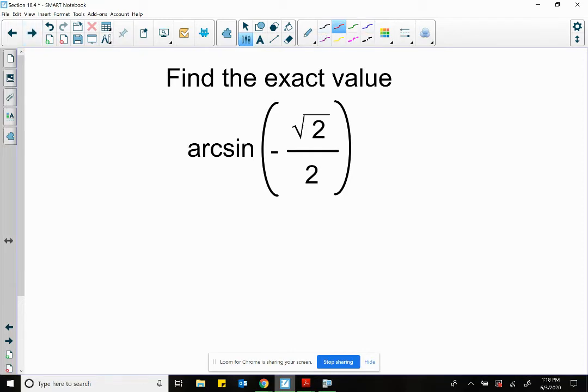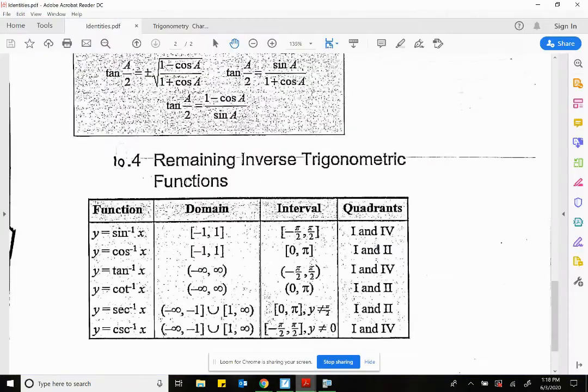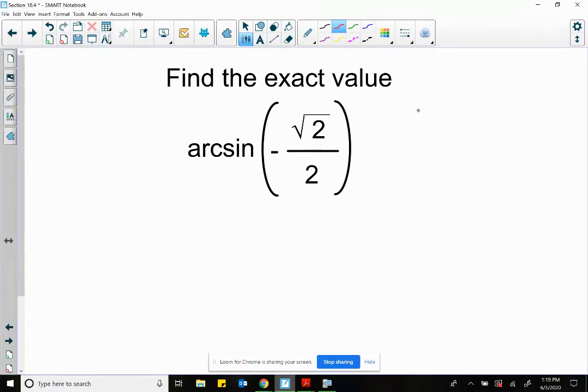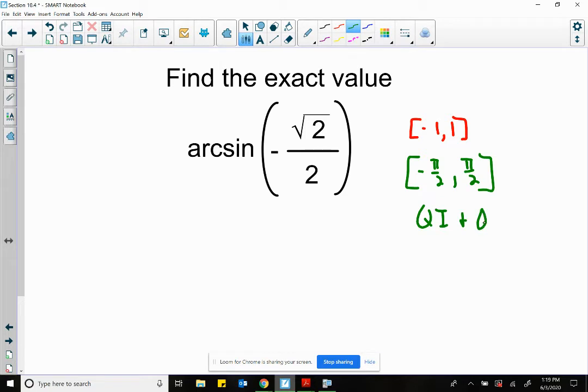So again, in here, arc sine from -1 to 1. There's our interval. There's our quadrants. So the domain is -1 to 1. That's definitely in that domain. So our answers are going to be negative pi halves to pi halves, which is quadrant 1 and quadrant 4.